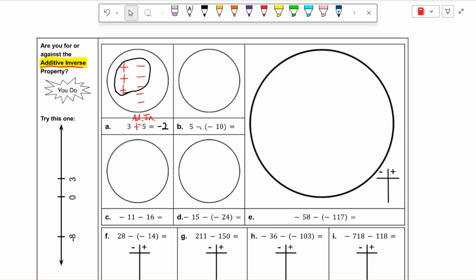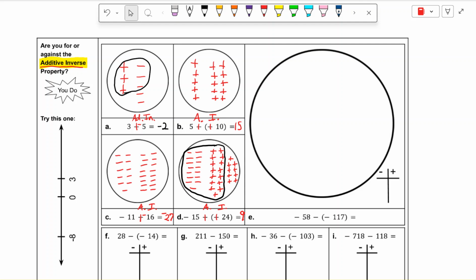All right, I'd like you to do B. You can use additive inverse, or you can do the subtraction way from the front. So, and I'd like you to do C, and then I'd like you to do D, and then stop. So pause the video and try those now. A, B, C, D. Do not do E. Pause now.